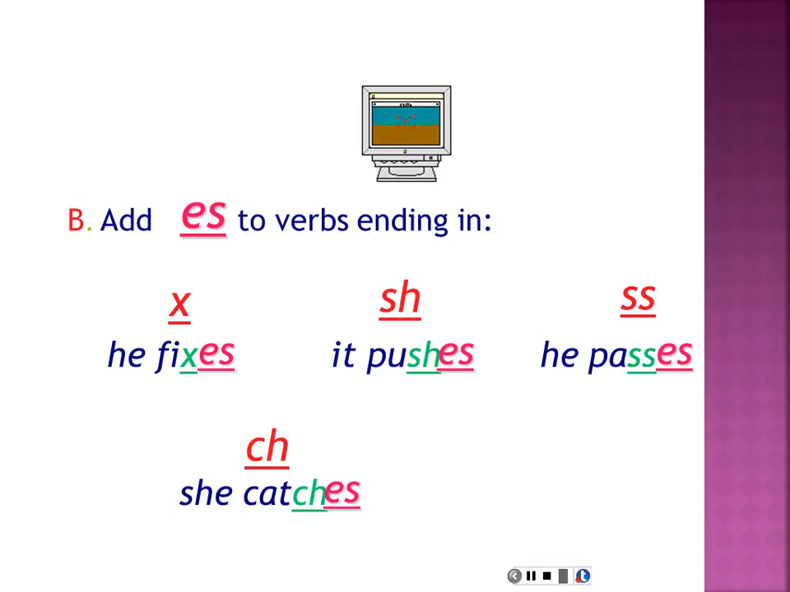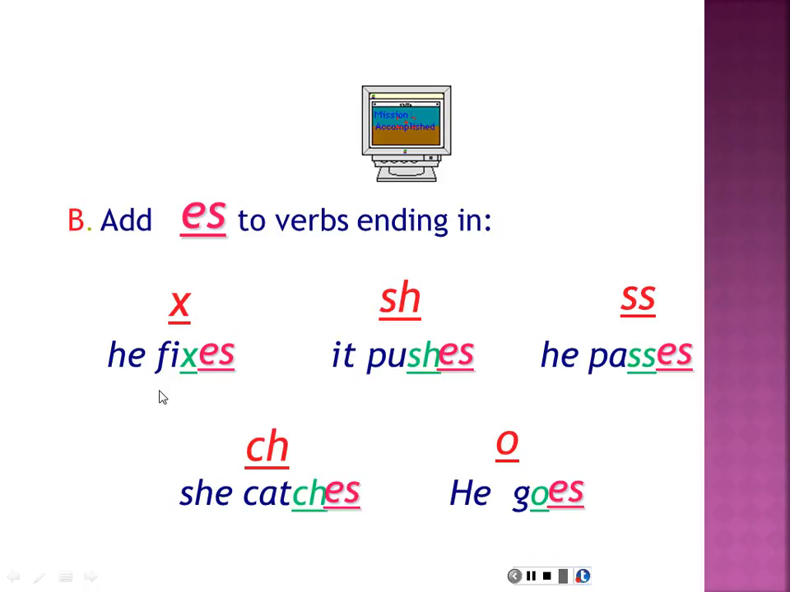So ch, the last sound is ch. Catch. Ch. She catches. So we also add es. The last case is when we have o, like go or do. Both of those verbs have o at the end. So he goes, we add es, and he does, she does, it goes, and so on. So those are the sounds that we add es after when we have them at the end of verbs.